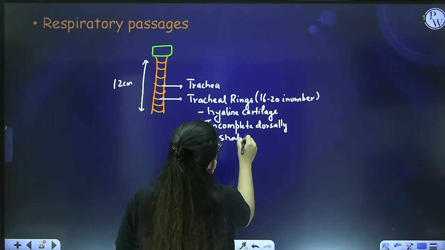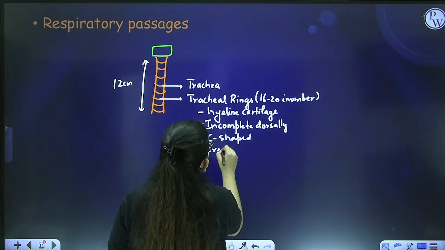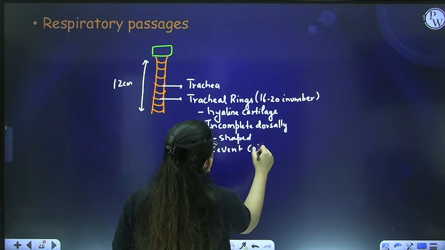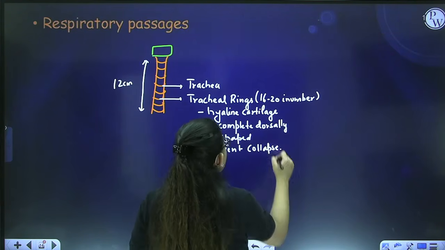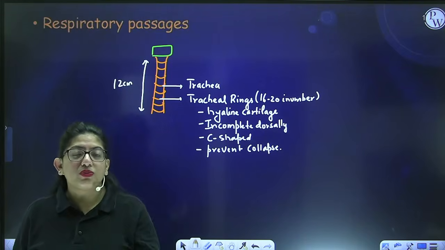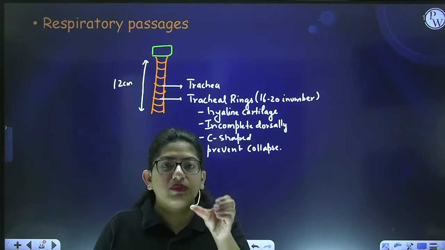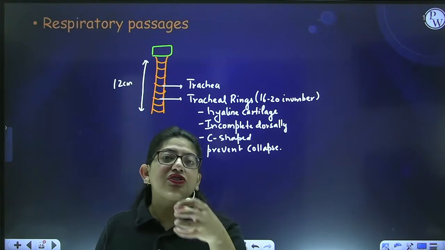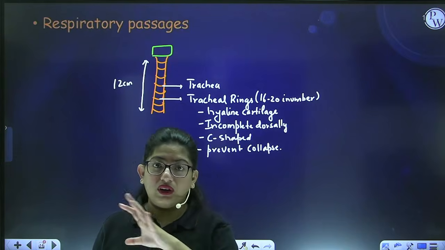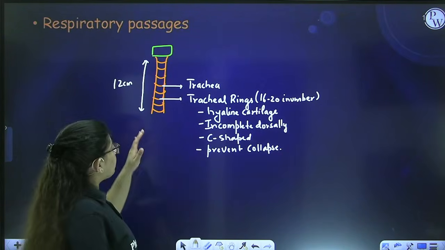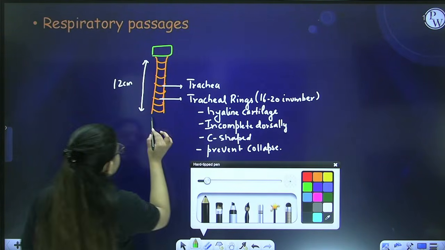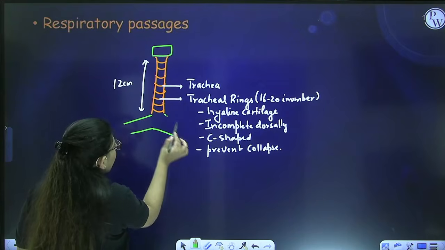C-shaped. What's the function? They prevent collapse because air is entering and leaving, which may lead to the collapse of the trachea. So to prevent the collapse, they give a firm nature to the trachea, and the trachea will not collapse at all.